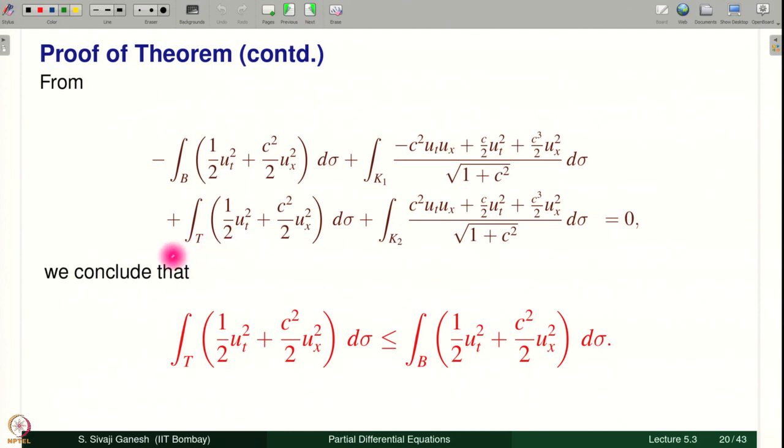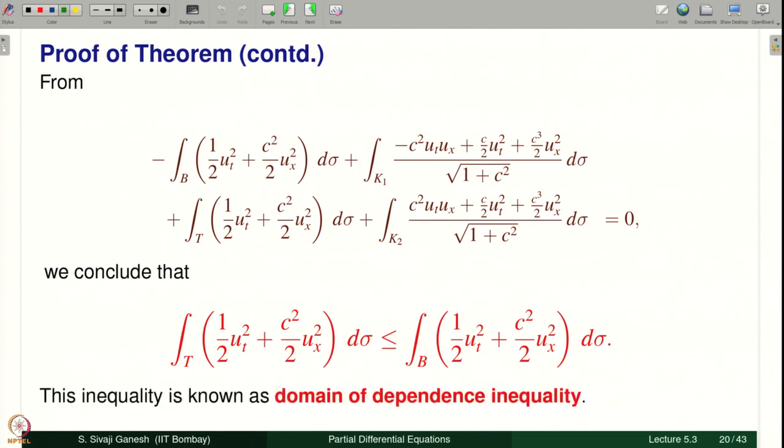that means these 2 terms together are less than or equal to 0, which means the integral of the quantity on the top is less than or equal to the integral of the quantity on the bottom. If you notice from this inequality, if u and ut are 0 on the bottom, then they will be 0 on the top also. This is the one which gives us uniqueness of solutions, as we are going to see on the next slides. So, this inequality is called the domain of dependence inequality, that means on the trapezium, the integral on the top portion is less than or equal to the integral on the bottom portion.